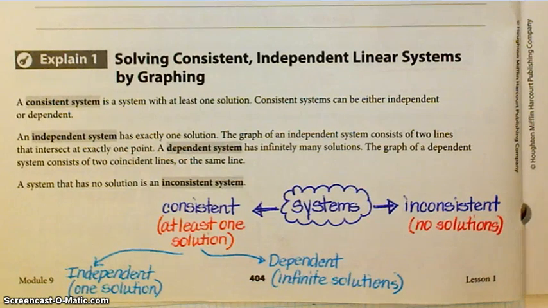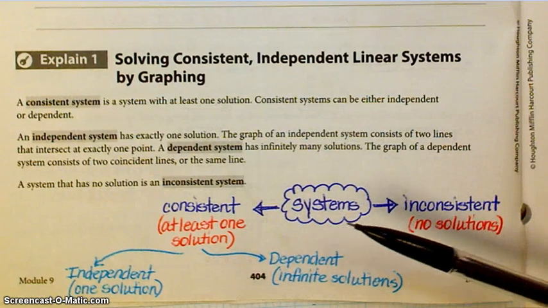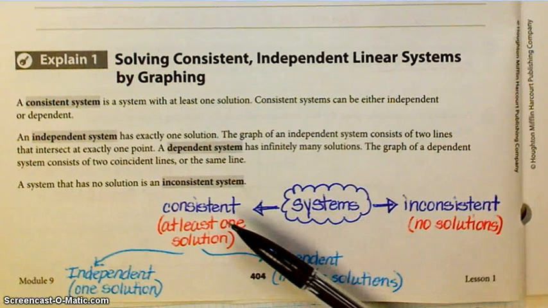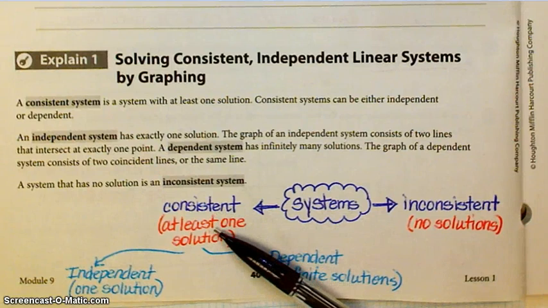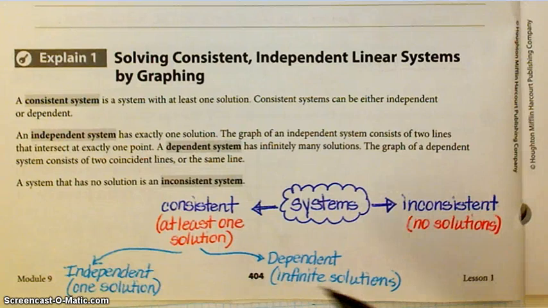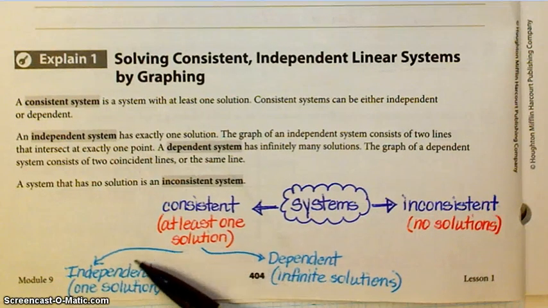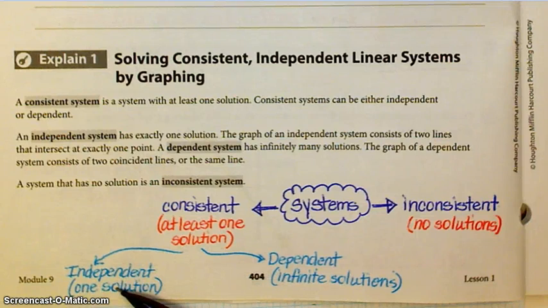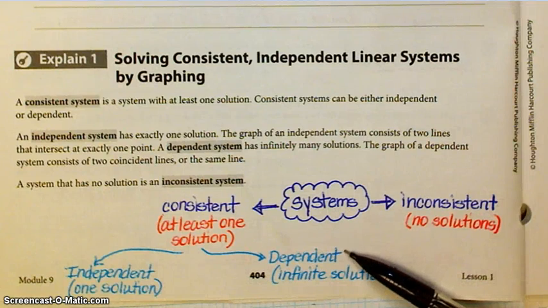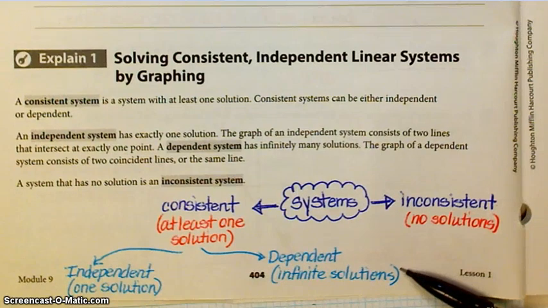So here's what I did. I took this information and made a graphic organizer. Your systems of linear equations can either be consistent, meaning at least one solution, or inconsistent, meaning they have no solutions. If the system is consistent, then it's either an independent, consistent system, or a dependent, consistent system. Independent, one solution and only one solution. Dependent, you have an infinite number of solutions.